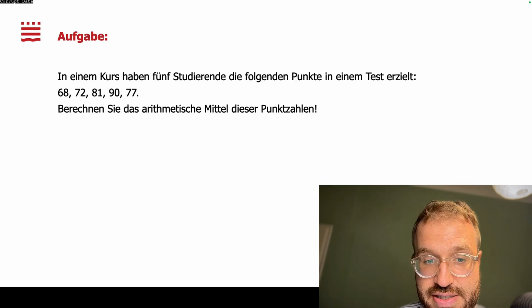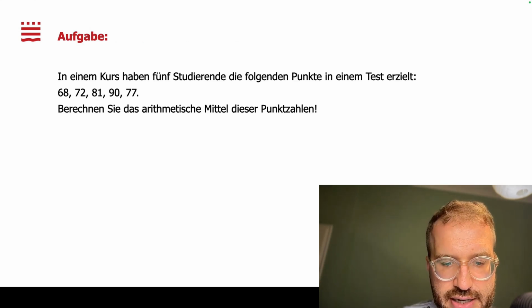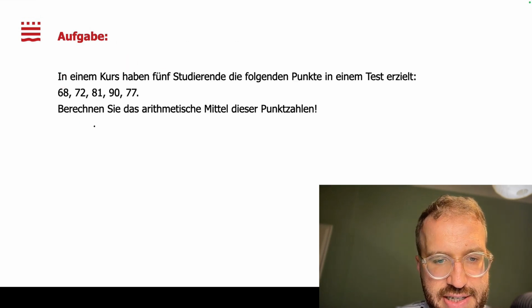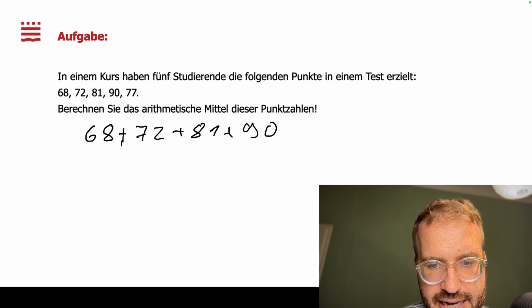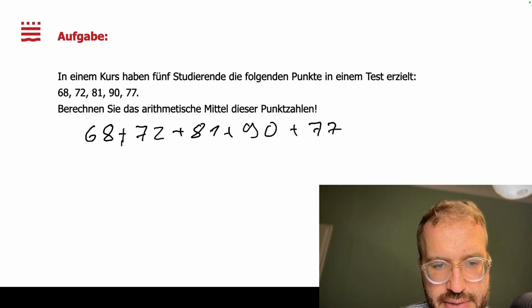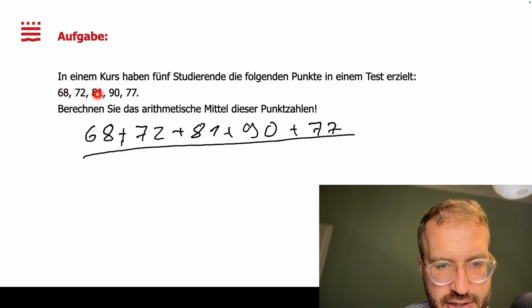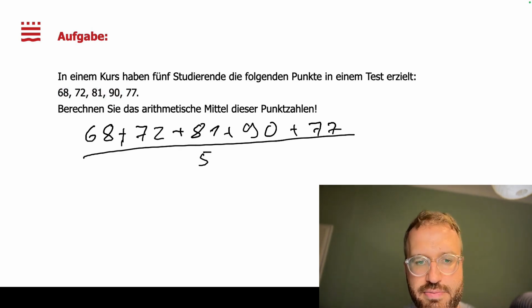Finally, let's do a short example. Imagine that 5 students achieved the following scores on a test. Calculate the arithmetic mean, and it really is as simple as you think. You add 68, 72, 81, 90, and 77. Then you divide by the number of values. So 1, 2, 3, 4, 5, and you divide by 5 to get the final result.